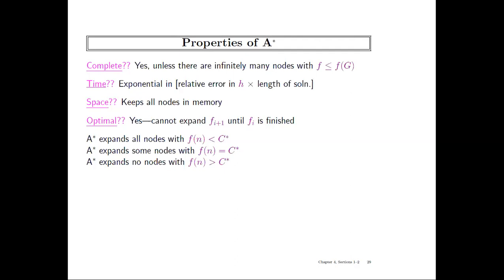Time complexity is exponential in the relative error in h times the length of the solution. तो अब मेरी हाइट कितनी है, यानी डेप्थ वैल्यूज कितनी है, उस पर डिपेंड करता है. उसका एक्सपोनेंशियल ले लेंगे आप, जो भी वैल्यू है. Space: keeps all the nodes. ये भी क्या करता है? Keep all the nodes in the memory. Why? Because we have to keep all the unexpanded paths. So when we have to keep all the unexpanded paths in memory, we have to keep all the nodes in memory.